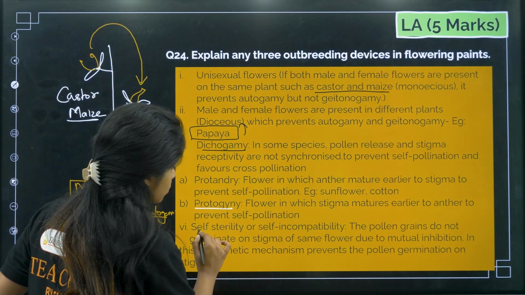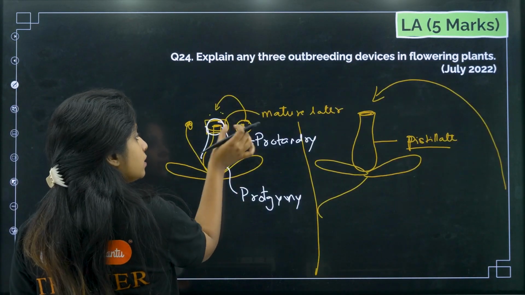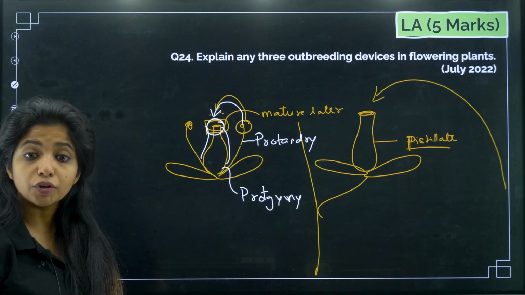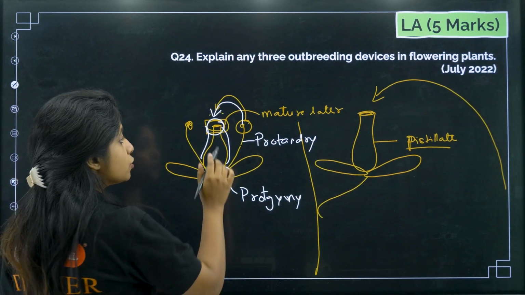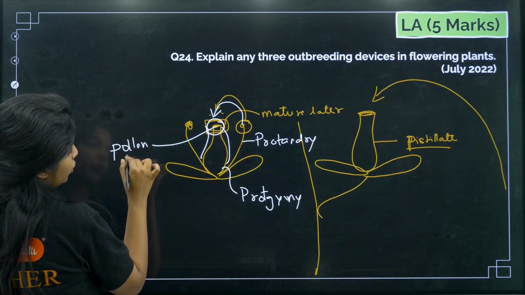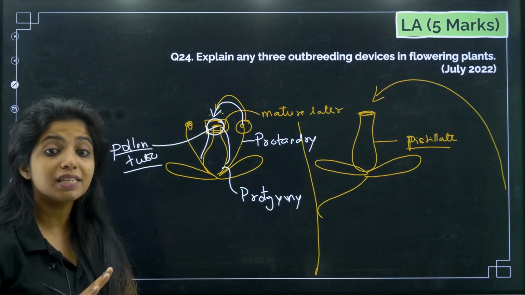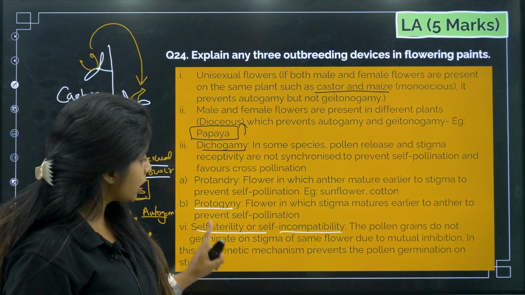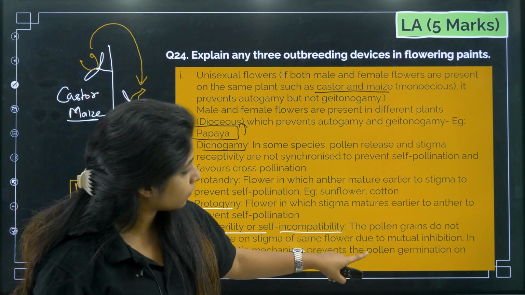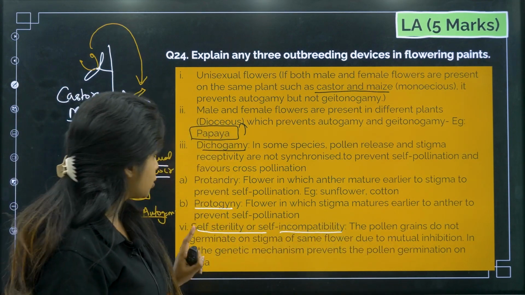Self-pollination. Then there is something known as self-sterility or self-incompatibility, which is totally genetic. For example, they are receptive also. Still, when the pollen lands over here, it won't be able to make the pollen tube, because some genetic changes are happening, which is why it won't allow the formation of the pollen tube, and this is known as self-sterility. It is sterile. It is not fertile. It is not going to go ahead with anything. So, in self-sterility or self-incompatibility, the pollen grains do not germinate on the stigma of the same flower due to mutual inhibition. This is a genetic mechanism that prevents pollen germination on the stigma.